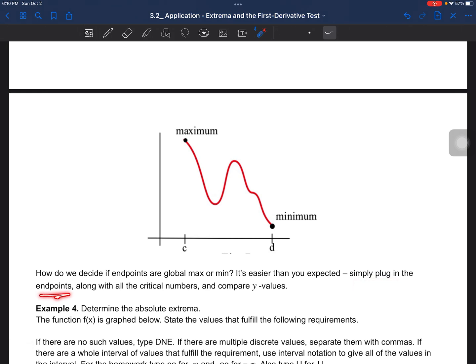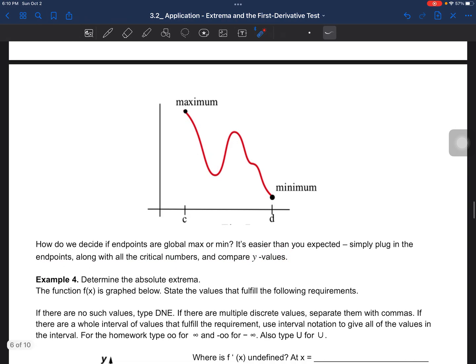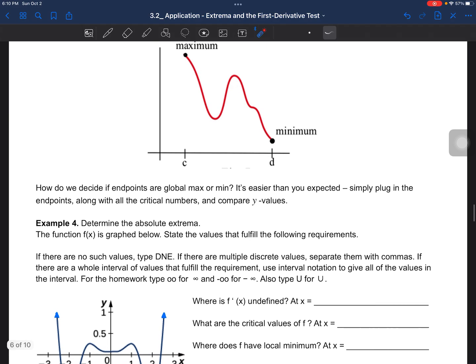Simply plug in the endpoints along with the critical numbers and just compare their y values. Just compare their y values, and that's just good enough, right?